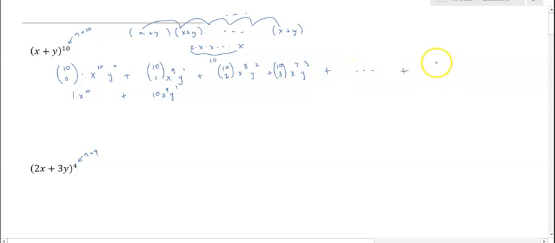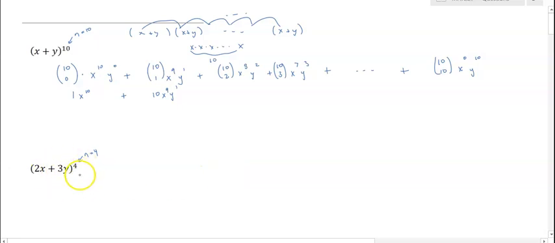All the way till we get to the point where we have 10 combination 10. At this point, x will be to the 0 power and y will be to the 10th power, and that will be all 11 terms accounted for. We have 10 combination 0, and then 1, 2, 3, 4, 5, 6, 7, 8, all the way up until 10. So that's going to be 11 terms total.